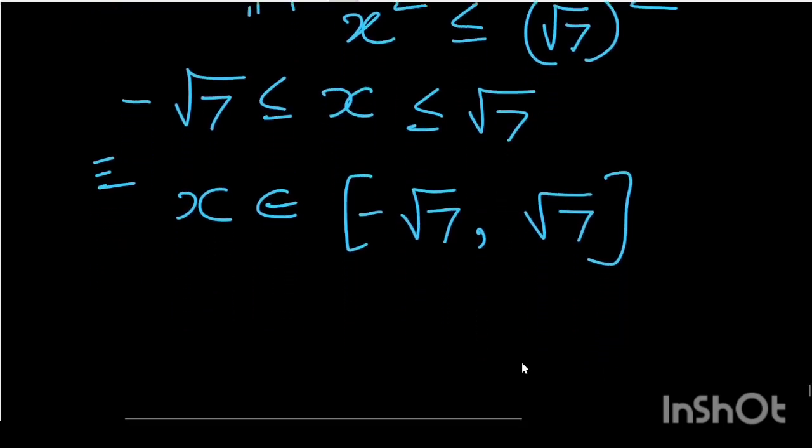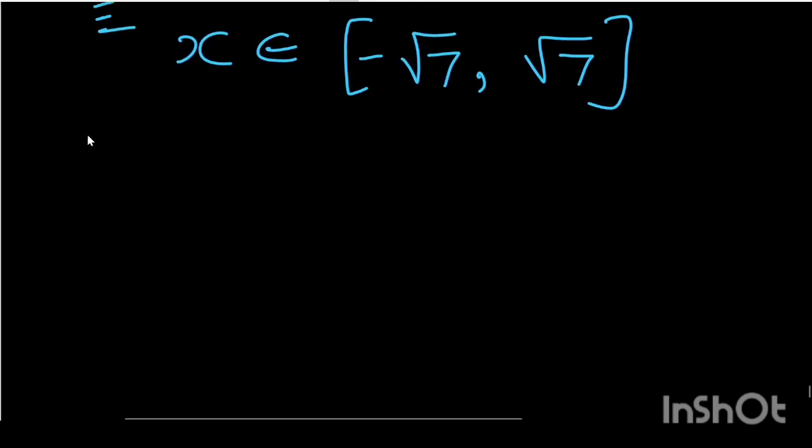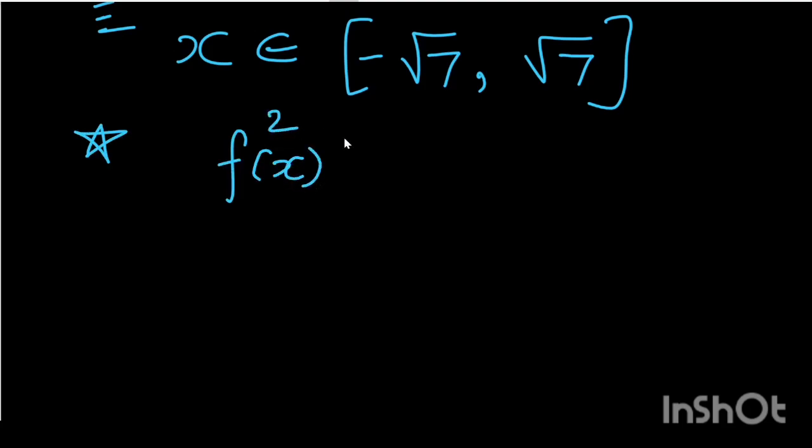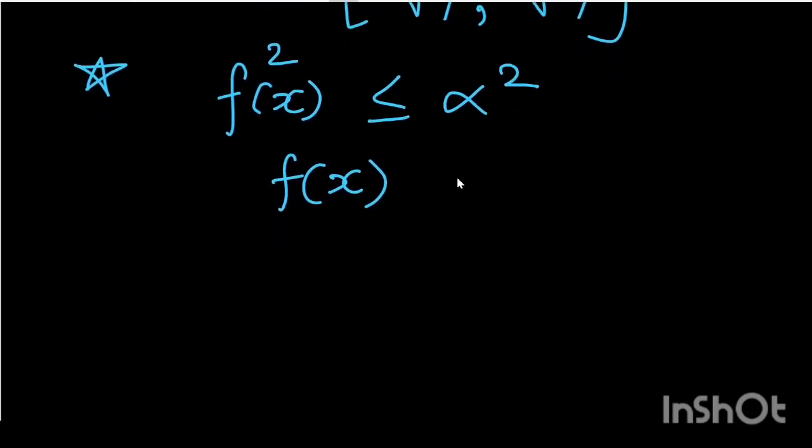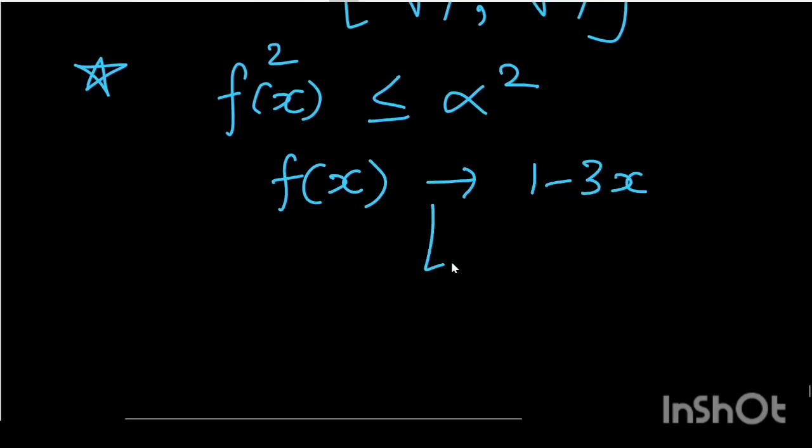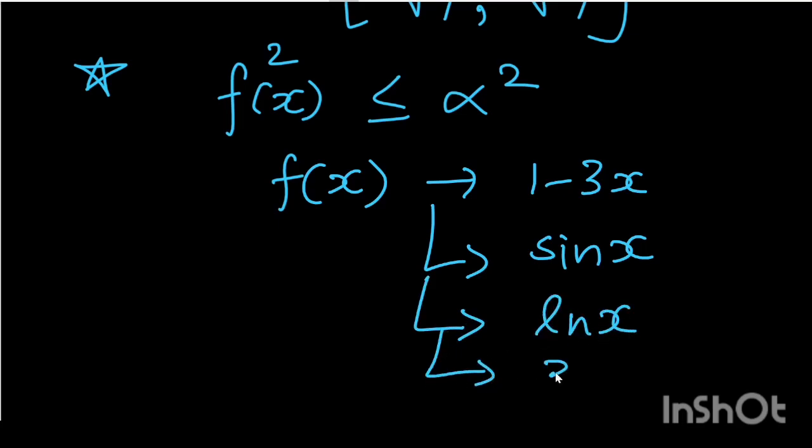So what if, guys, let's take another concept now. Instead of x, if there is some f(x) whole square less than or equal to alpha square, instead of x there is some function. What I mean to say is f(x) can be a linear function, for example 1 minus 3x, a linear function.